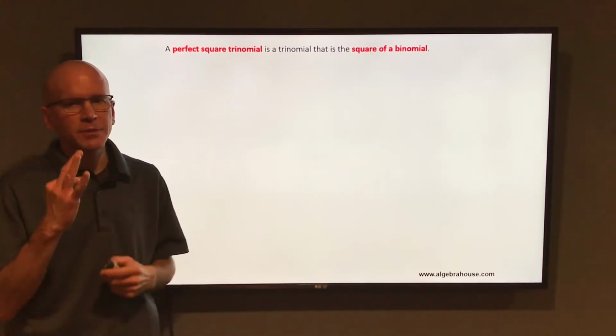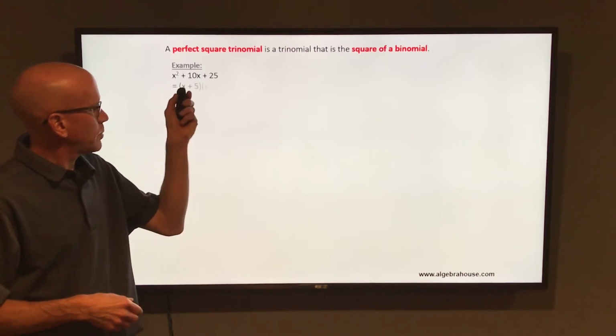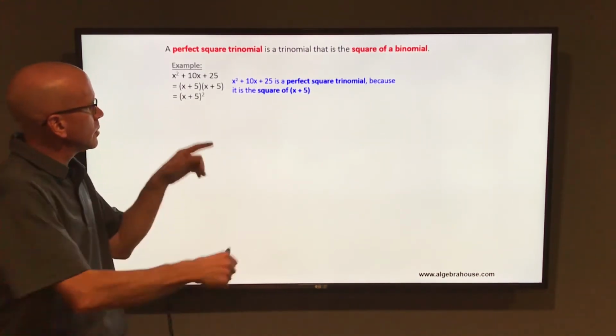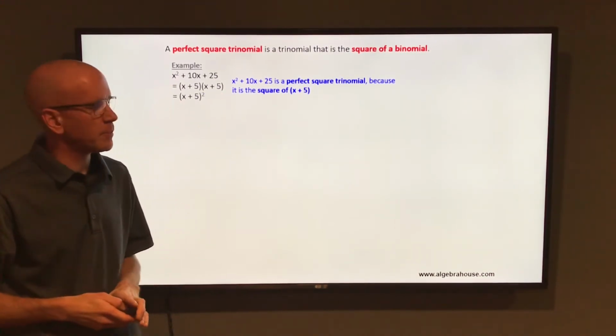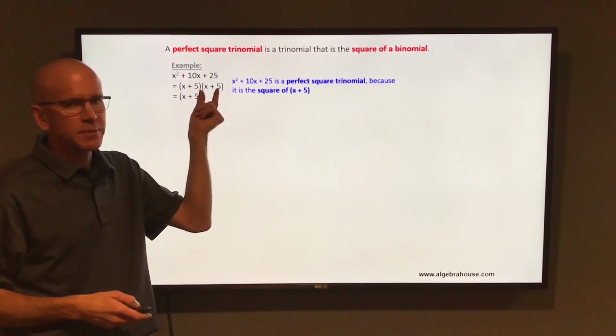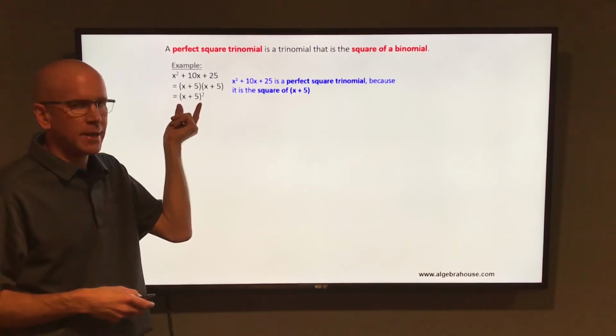So trinomial has 3 terms, binomial has 2 terms. An example, x squared plus 10x plus 25. That is a perfect square trinomial. Notice the 2 terms on the end, those are perfect squares. X squared and 25, those are perfect squares. This would factor into x plus 5 times x plus 5. You could also write that as the square of x plus 5.